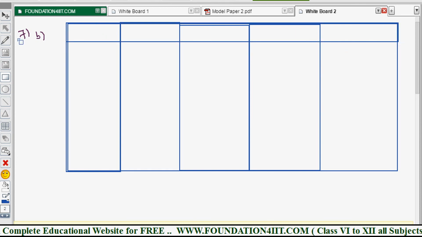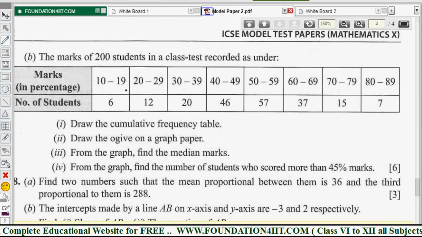So when you observe this, first is marks. Marks are given in percentages. So 10 to 19, this is the inclusive case. We need to convert into exclusive class intervals. So we can convert into exclusive class intervals also.